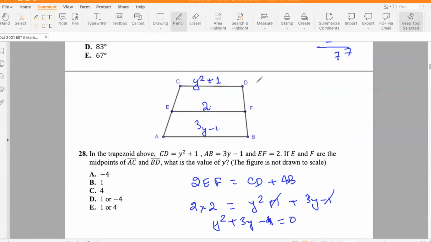Now this is a quadratic, so I can say y squared plus 4y minus y minus 4 is 0. So y plus 4 into y minus 1 is 0. So y is negative 4 and 1. So obviously y can't be negative 4, so the answer is 1.